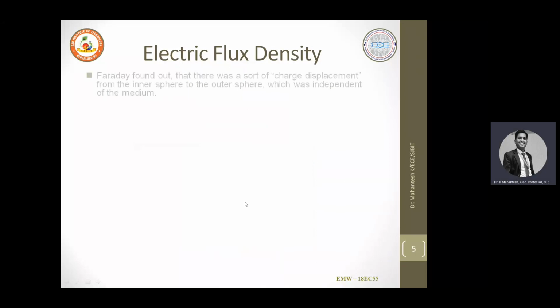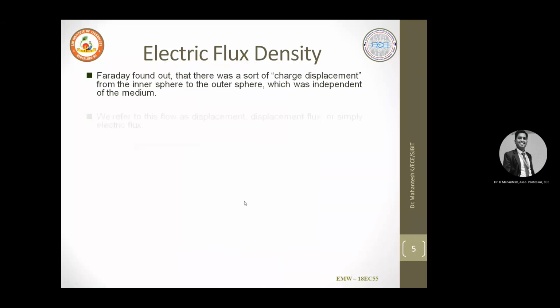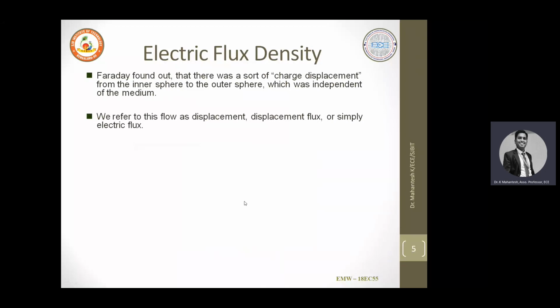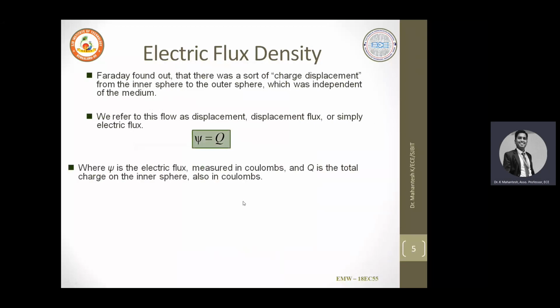Faraday surprisingly found that there was a sort of charge displacement from the inner sphere to the outer sphere, which was independent of the medium. We refer to this flow as displacement, displacement flux, or simply electric flux, where psi is equal to Q. Here psi is the electric flux measured in coulombs and Q is the total charge on the inner surface, also measured in coulombs.